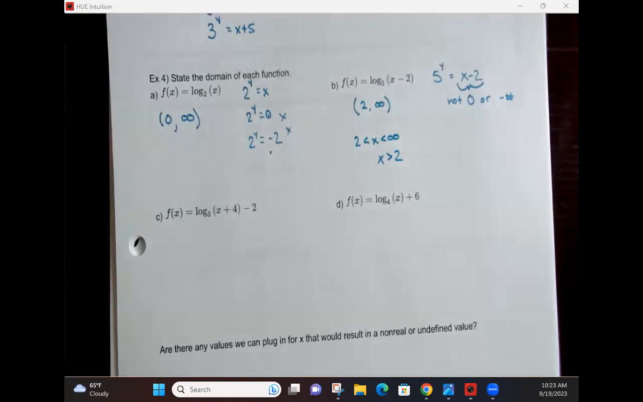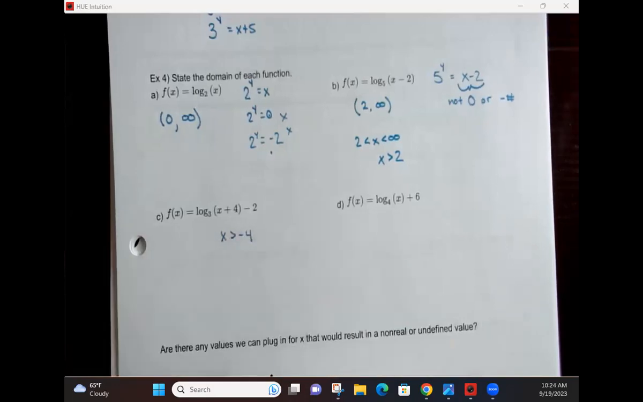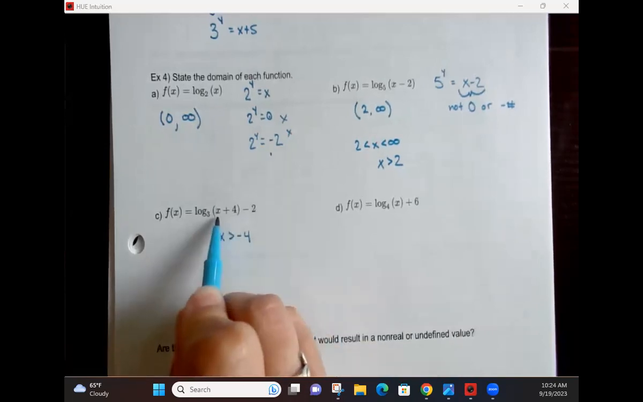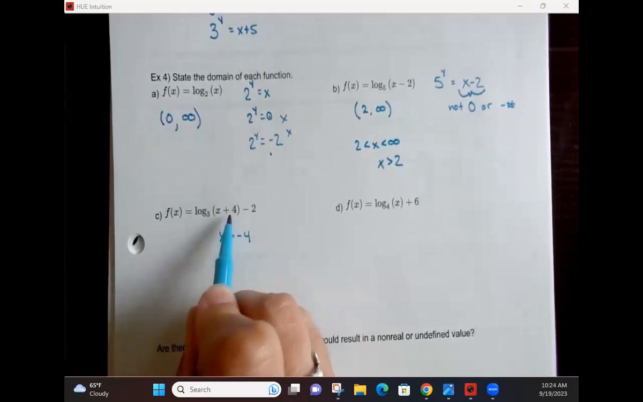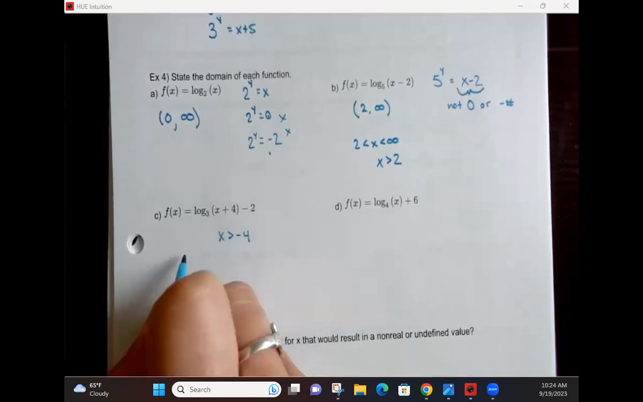What about C? Our argument is x plus 4 this time. What do you think about the domain on that one? It has to be greater than -4. X has to be greater than -4. If we plug in -4, that would make this 0. That's not okay. If I plug in -3, this would be 1. That's positive. That's okay. Any bigger value, any positive number is okay. 0 is okay here because then the argument would be 4, but nothing less than 4.